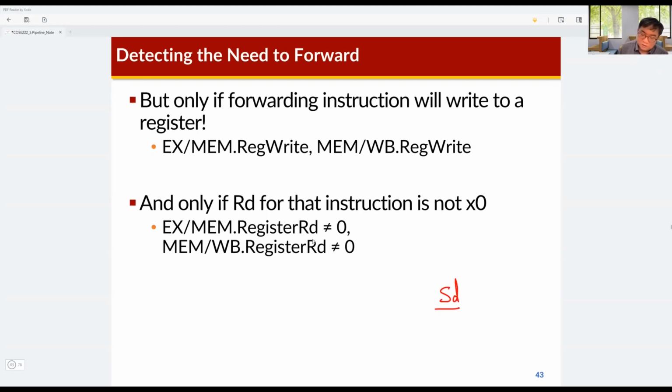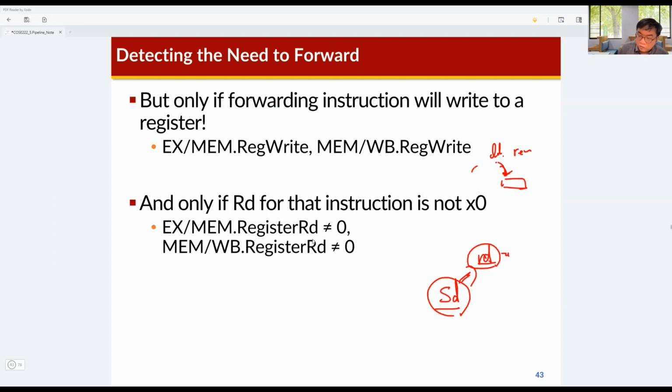Sometimes the store instruction does not have any destination register. But when the store instruction is decoded, RD may have some values, even though this RD is not valid. Actually, RD is included in the load instruction and R-type instruction of the RISC-V instructions.